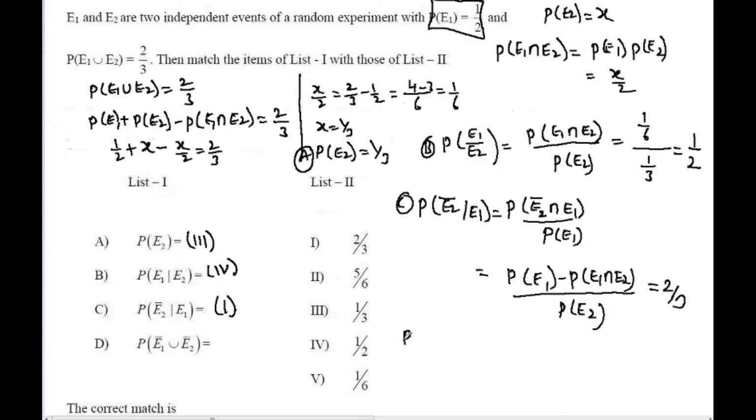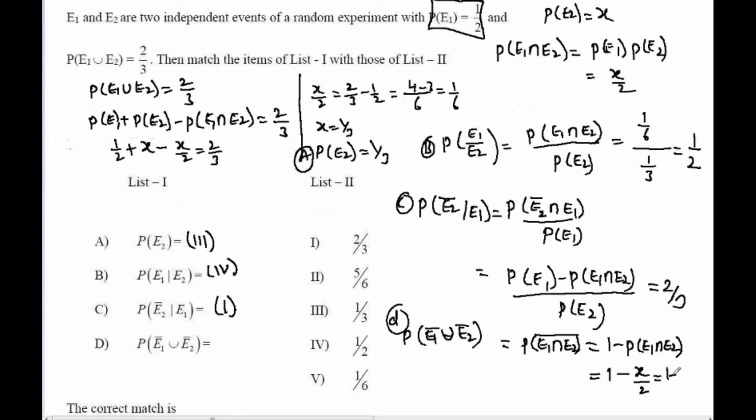And D, probability of P of E1 bar union E2 bar. This is the D option. P of E1 bar union E2 bar is, that is equal to, P of E1 intersection E2 whole bar, that is equal to 1 minus P of E1 intersection E2, that is equal to 1 minus X by 2, X value is 1 by 3, that is equal to 1 minus 1 by 6, that is equal to 5 by 6.